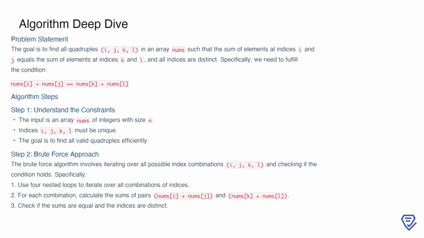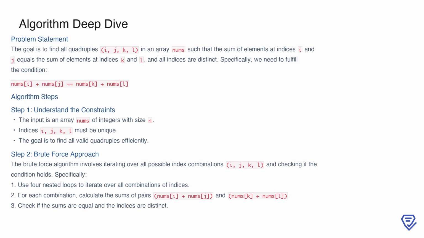In this problem, we are tasked with finding all quadruples of indices i, j, k, l in an array such that the sum of the elements at indices i and j equals the sum of the elements at indices k and l, and all indices are distinct. To break this down, the condition is nums[i] + nums[j] = nums[k] + nums[l]. This means we are looking for two pairs of numbers whose sums match, but the indices of these numbers cannot overlap.